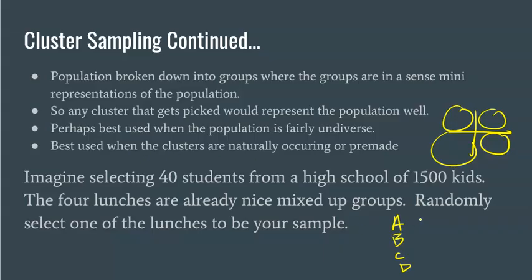So what I then do is, instead of labeling the kids, I just label the lunches, and I maybe randomly pick lunch A to become my entire sample. Now, if my goal was 40 kids, I might end up with more, but that's a good thing. Why would that be a bad thing if you had more kids? So that's the idea of a cluster sample.